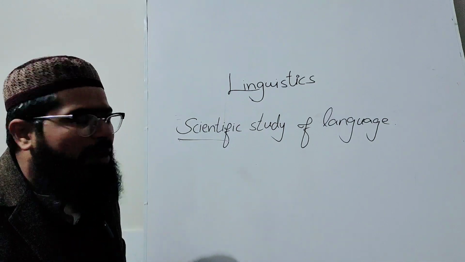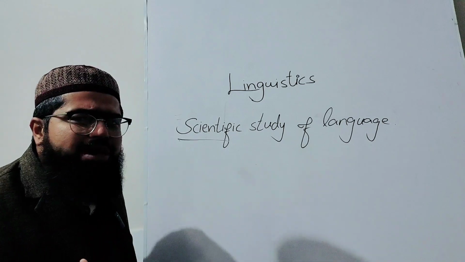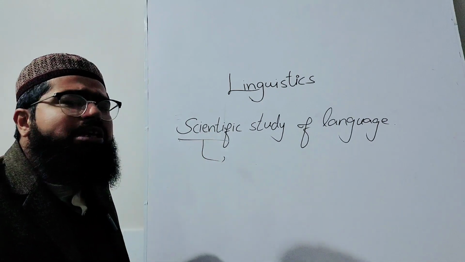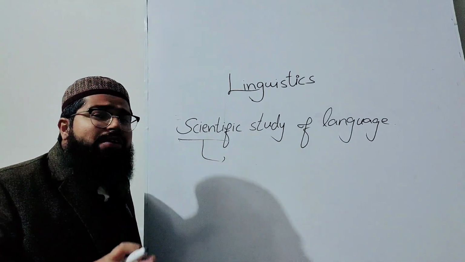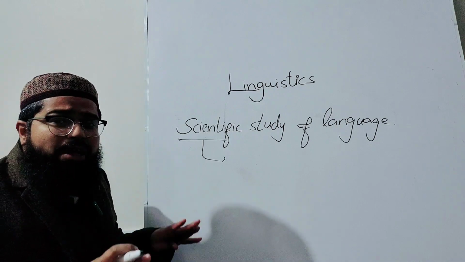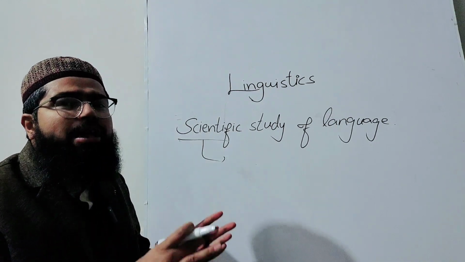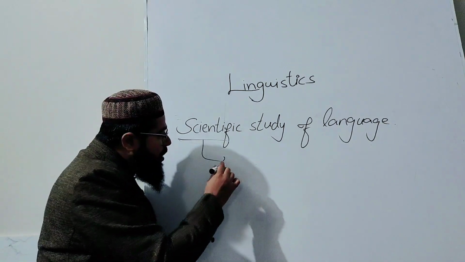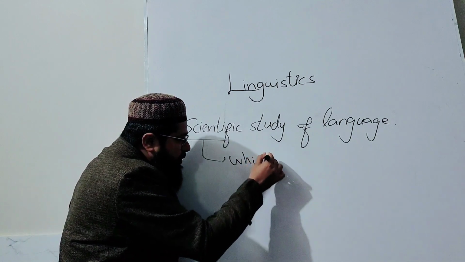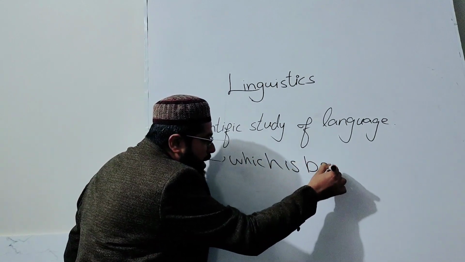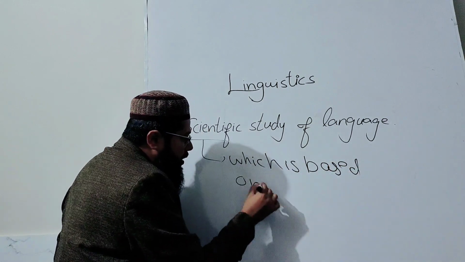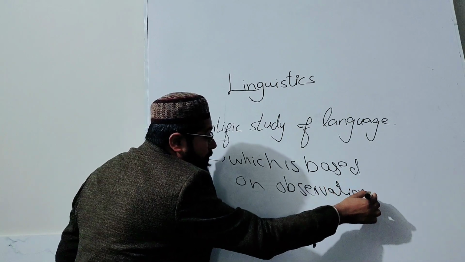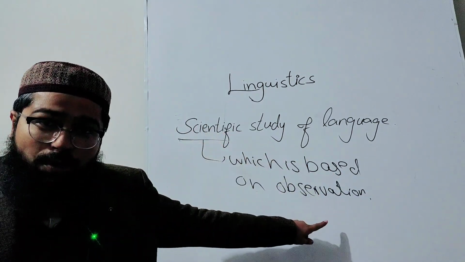Now, you must be thinking about the word scientific. What does it mean when it comes to a language? Scientific here means, there are many interpretations, many ways in which this word has been explained by the linguists. But in my opinion, scientific means which is based on observation. So, two words which are much more important for you, dear students: scientific and observation.